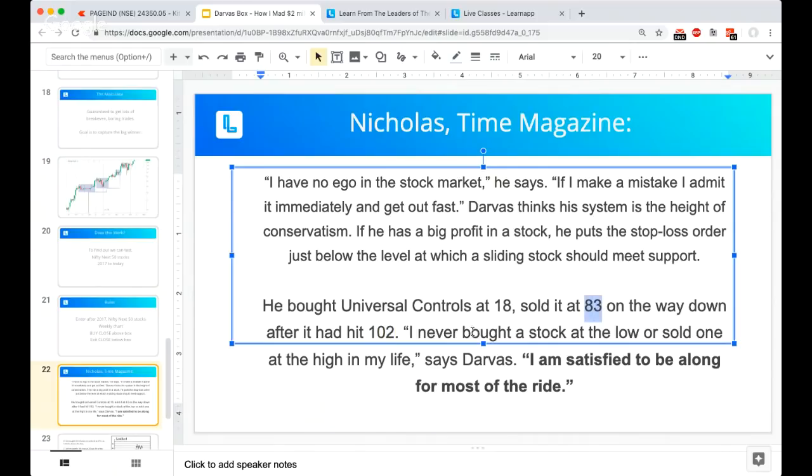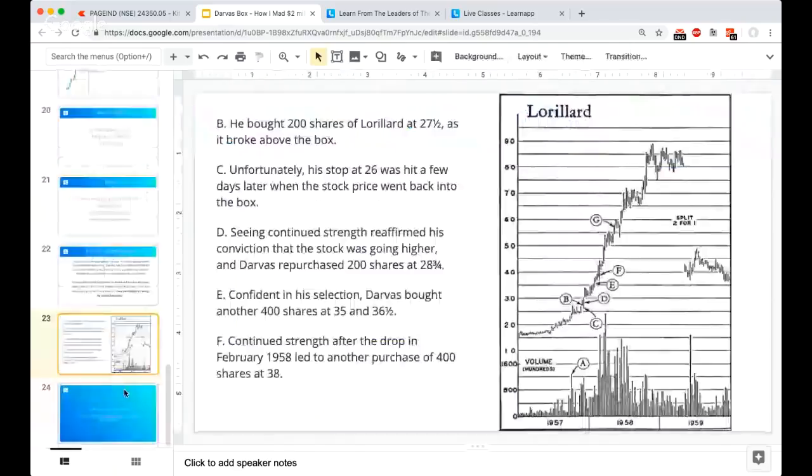He said, I've never bought a stock at the low or sold one at the high in my life. I'm satisfied for having most of the right. So remember, he never wanted to catch the top and bottom. In fact, he thought you can't do it. I also think you can't do it. If you can catch a little bit of meat in the center, even that's pretty difficult to do. So that's a good jump into how he thinks, I think.